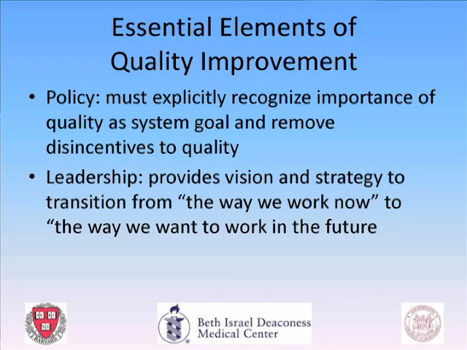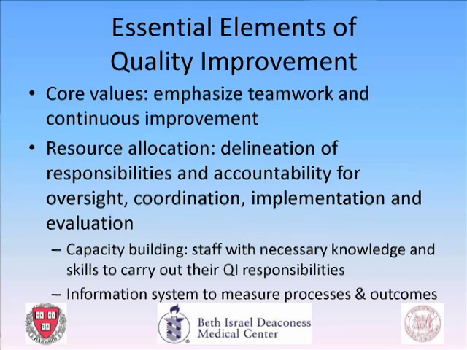First, policy. It must explicitly recognize the importance of quality as a system goal and remove any disincentive to quality. Leadership. The management team should provide a vision and strategy to transition from the way we are working now to the way we want to work in the future. Number 3, you have to have the core values emphasizing teamwork and continuous quality improvement. And finally, there has to be resources allocated.